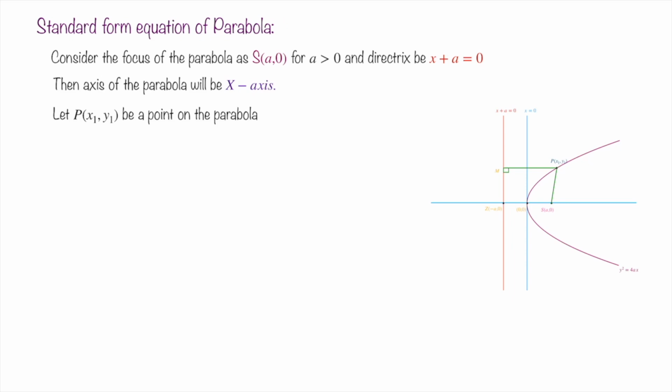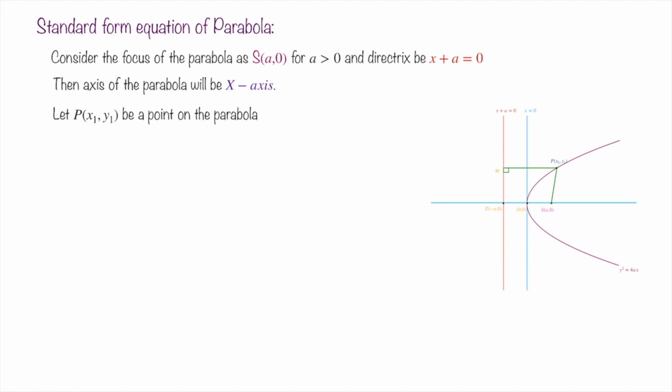Now, as (a, 0) is the focus and the directrix is this vertical line x plus a equal to 0, the axis of this parabola must be the x-axis because this line must be passing through (a, 0) and perpendicular to this vertical line. So it must be the x-axis. So in this case, the axis of the parabola is going to be the x-axis. Now let us try to derive the equation of this parabola whose focus is (a, 0) for a positive and directrix is x plus a equal to 0.